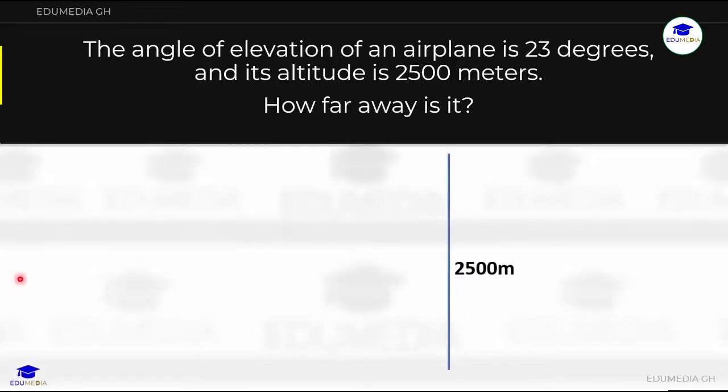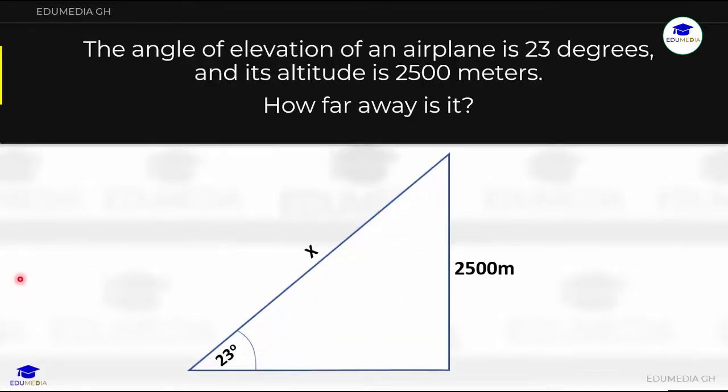So it's in a vertical form and it is 2500 meters. Another thing we need to understand is the elevation. When we talk of elevation, it is something that is moving upward, rising. So the elevation here is in the form of a line like this. This line, we don't know its measurement at this point. Joining the dots together will give us a figure like this.